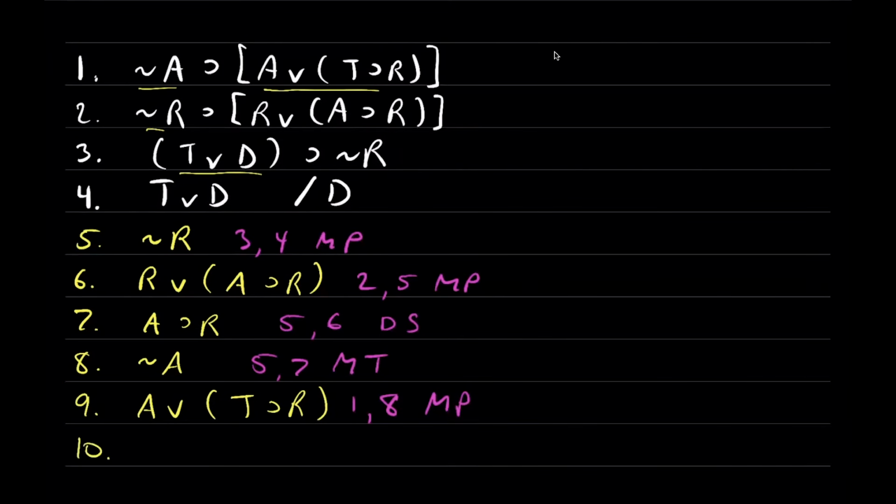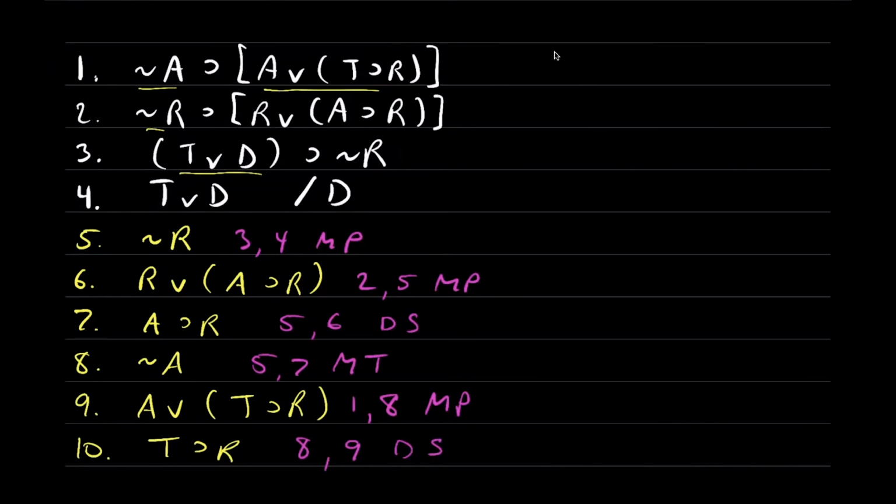But that's a disjunction. It says A or (T implies R). And on line 8, we know that A is false. So we know that T implies R has to be the case, that expression in parentheses. That's going to follow now from line 8 and line 9 by disjunctive syllogism.